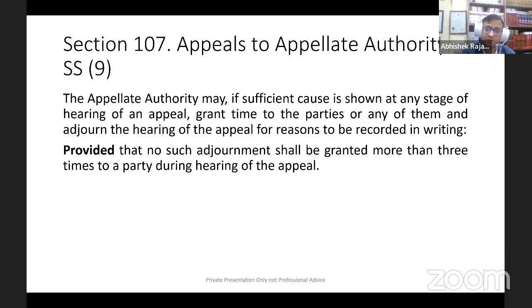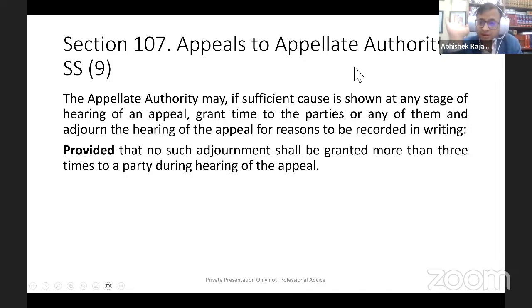So along with normal copies, of the 3 copies, 1 copy is filed with the proper officer, 1 copy is filed with the additional commissioner appeal, and 1 copy is your copy. So we get the office copy, OC, signed on that. And then law says maximum 3 adjournments per party. No such adjournment shall be granted more than 3 times to a party during hearing of the appeal.